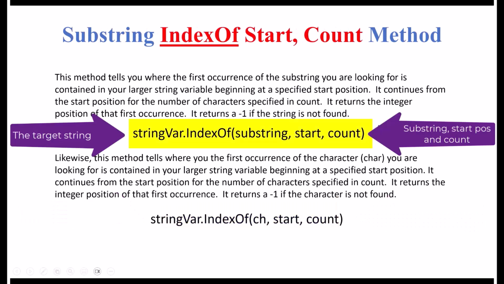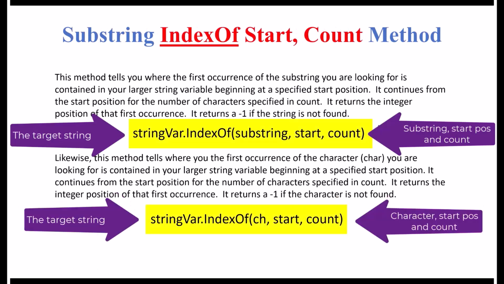Index of start with a count method goes a little bit beyond that. This time it allows you to specify the starting position of the string you're looking for, and then how far out to look. Maybe you just want to look at the next 10 characters. Maybe you want to look at the next 500 characters, something of that nature. That count is going to tell you how far to actually look forward as you're doing it.